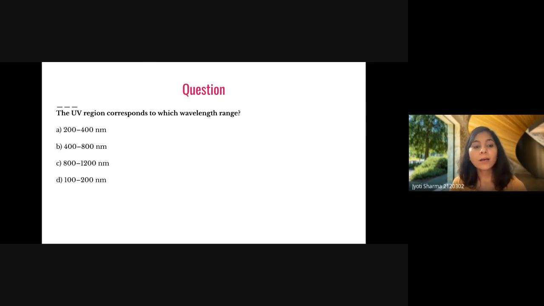The next is the UV region corresponding to which wavelength range? You must know the wavelength range for that particular region. Do you know the electromagnetic radiation spectrum? If you know that, based on that, you can select. Okay, Venkateshwara gave me A answer. Yes, I also agree with this. If you have range from 200 to 400 nanometer, that will come under ultraviolet. 400 to 700, that will come under visible. More than that, that will come under infrared, right? So A is the right answer.